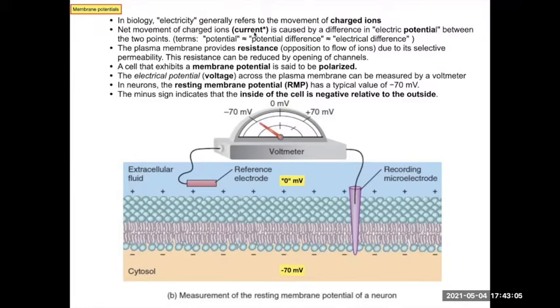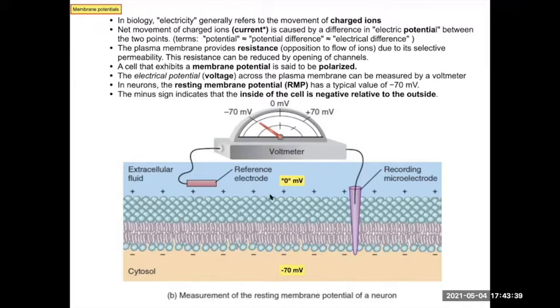A current is caused by a difference in electric potential. The word potential just means this difference, electrical difference between one place and another. Just like when we talked about the concentration gradient, you had a lot of molecules over there, less over there, and then there was a flow of molecules. That's a little different from what we're looking at here, but there's a difference from one place to another, and that's referred to as a potential, or an electric potential.